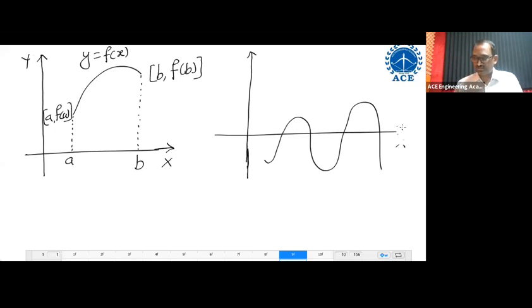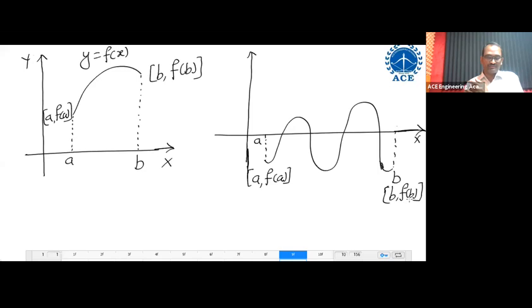Draw this diagram also. One edge of the curve is defined at x is equal to a. Similarly, here also b. So this point is a comma f of a, and this point is b comma f of b. Now we write the theorem statement.